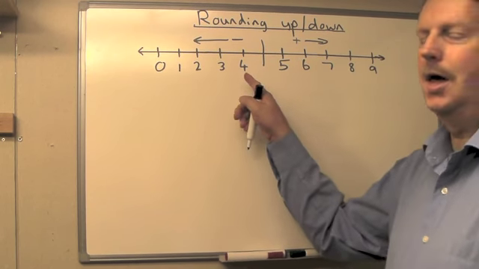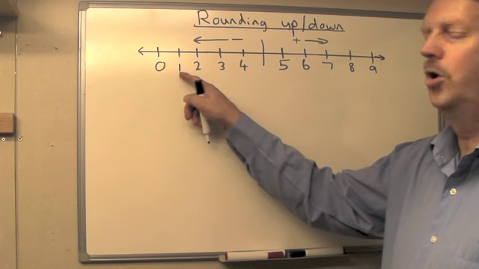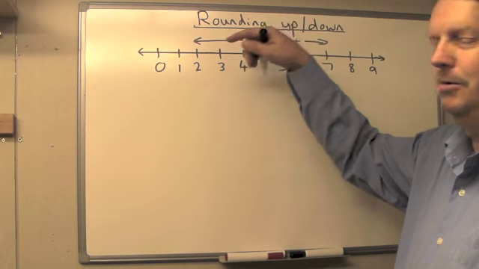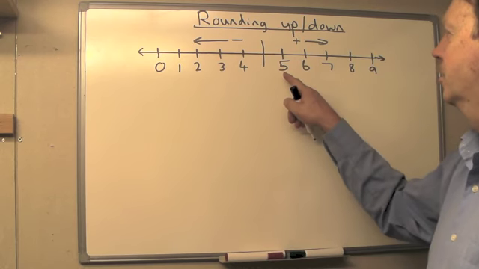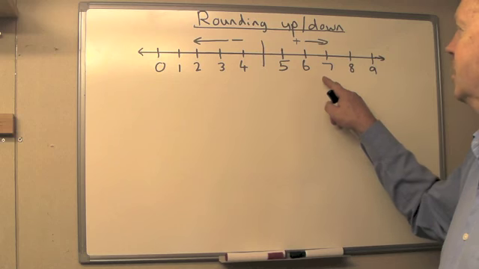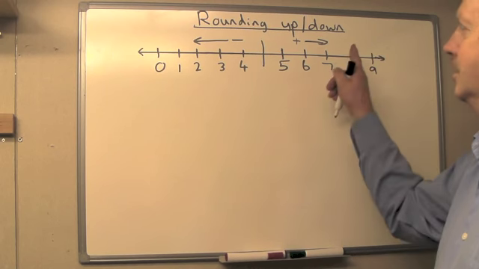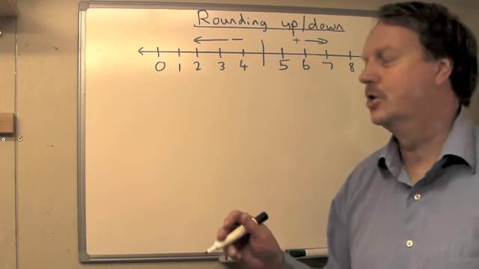So any numbers that end in a 4, a 3, a 2, a 1 or a 0 are rounded down. Any numbers that end in a 5, 6, 7, 8 or 9 are rounded up. Let's show you this in action.